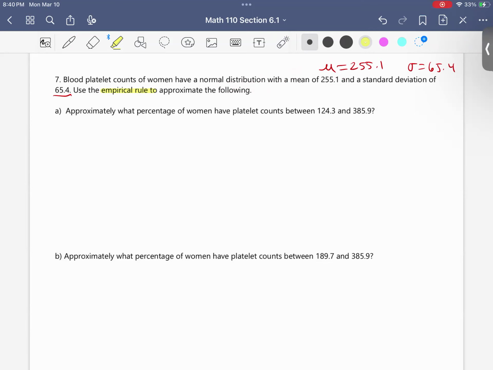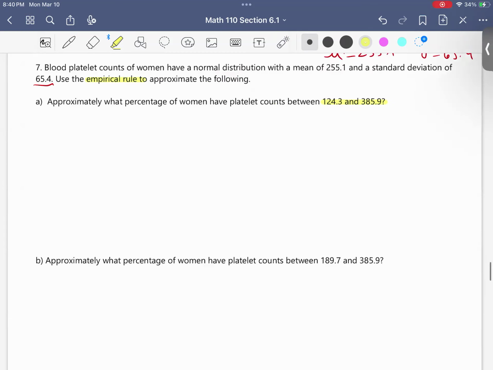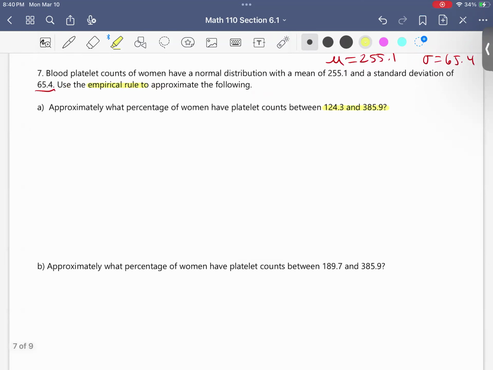Approximately what percentage of women have platelet counts between 124.3 and 385.9? What I want to do here is calculate some z-scores for these values. So let's go ahead and do that.